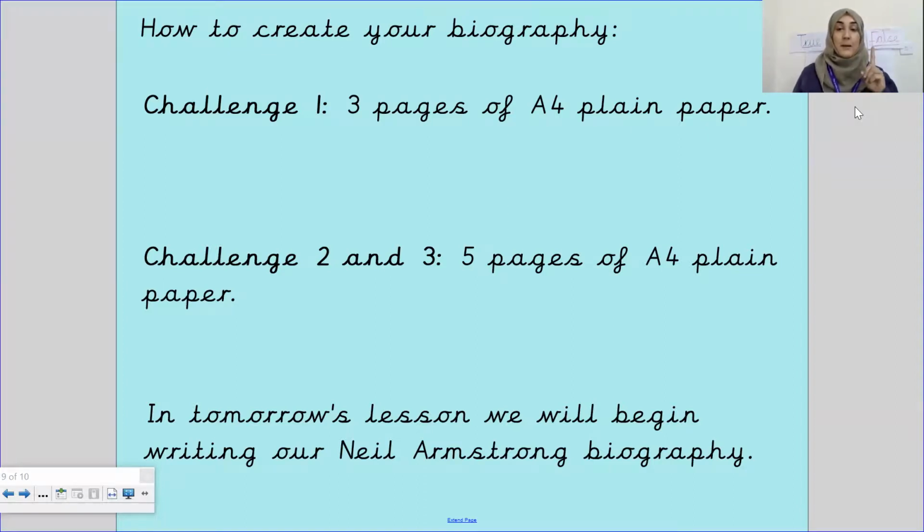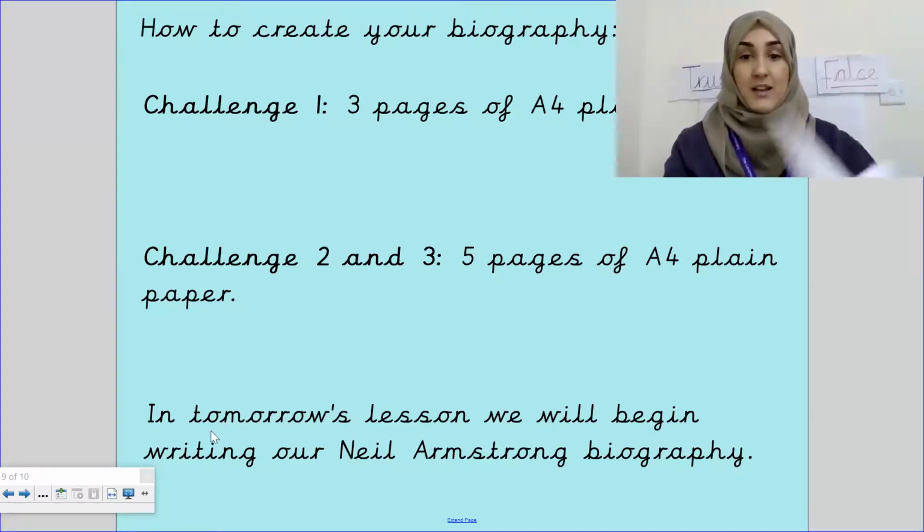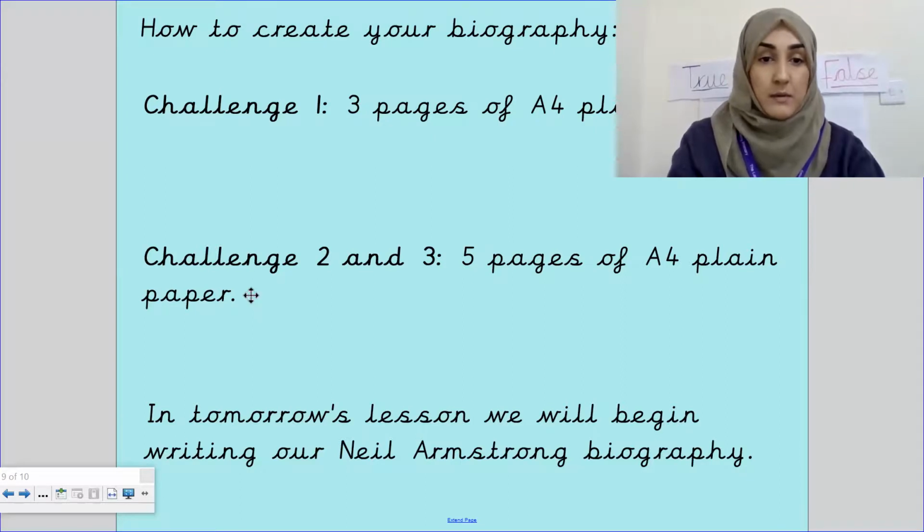If you have completed challenge 1 in yesterday's lesson, then you will need 3 pieces of paper, just like this. I'm going to show you. Sorry, there's a bit of rustling. 3 pieces of paper. 1, 2, 3. Now, what you are going to do is, actually, let me make myself a bit bigger so you can see me. You can all see me. There we go. Nice and big so you can actually see what I'm doing.